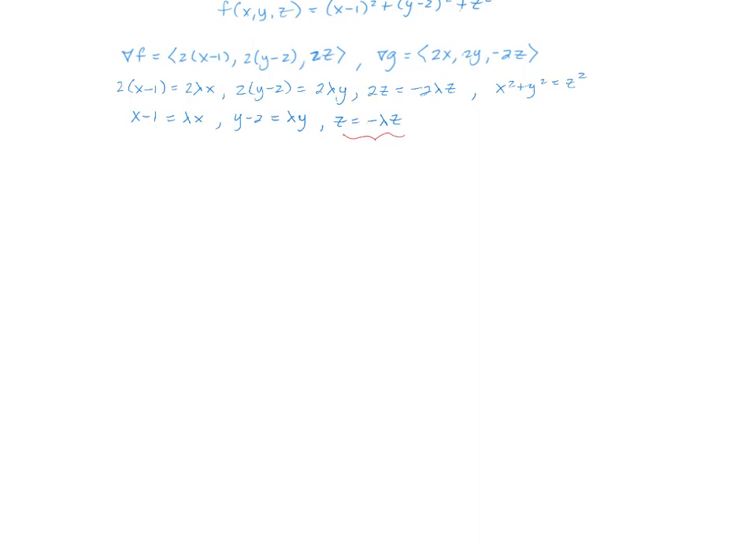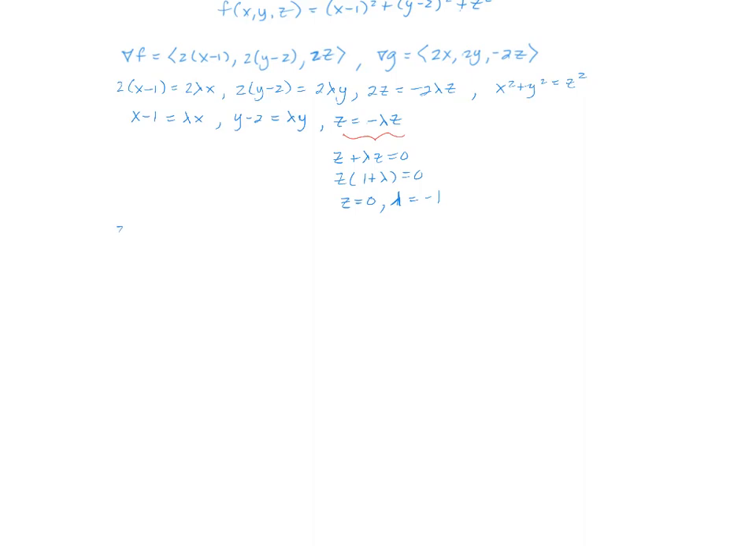I'm just going to simply set this equal to 0 to get z plus lambda z equal to 0. Factor out my z. Now that this is factored, the possibilities are z is equal to 0 or 1 plus lambda is equal to 0. So I'm just going to write lambda equal to negative 1.